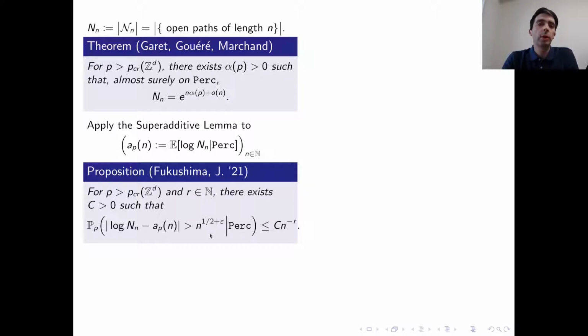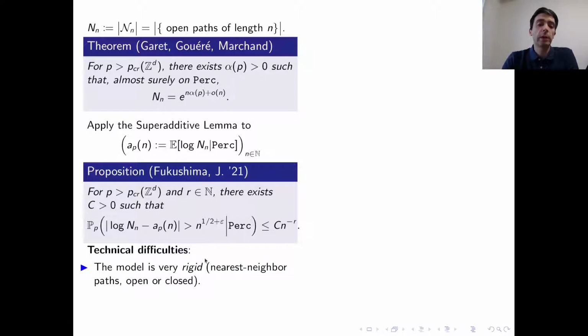I don't have time to go into details of the proof, so let me just quickly mention a few of the technical obstacles. And the first one here is the model is very rigid. And what I mean by that is, well, first we have considered only nearest neighbor paths. And here I should mention that there are some previous results in the literature which are quite similar, but they are for models that are either in continuous time or in discrete time, but with arbitrary step width. And both of these changes make the model much easier to analyze.